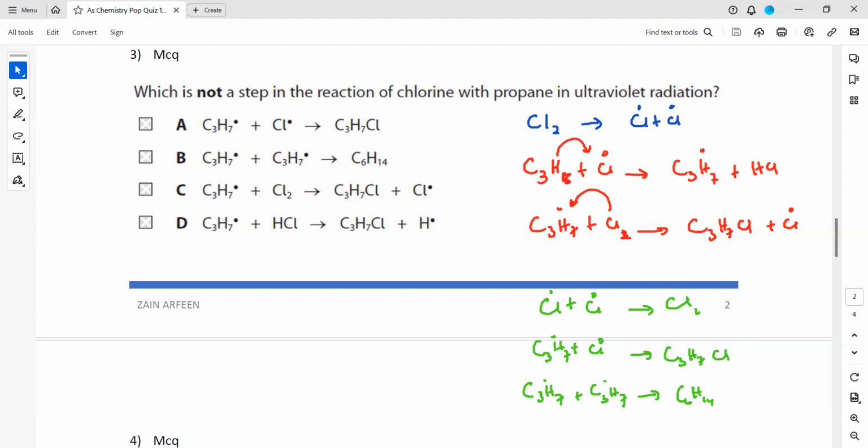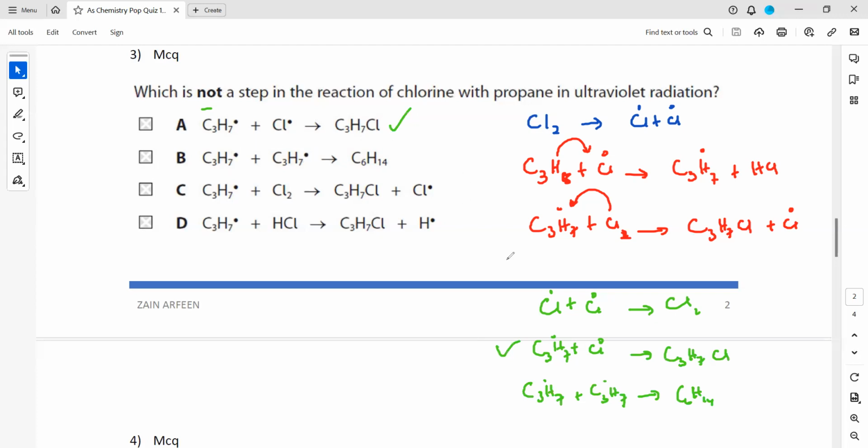So we have to identify which of the steps is not a step of the reaction of chlorine with propane in UV light. So C3H7 radical plus chlorine radical, you can see it is there. So this is there.